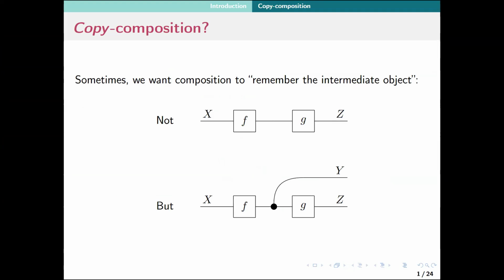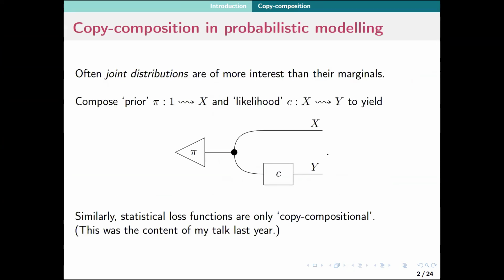Sometimes we want composition not just to be like this, where we hide this middle thing, but somehow to keep it around. This scares some people, but it's actually quite useful sometimes. And in particular, in probabilistic modeling, often the object we care about is not the composite channel, which is like the marginal at the end, but the whole set of the things in the middle, which is often called the joint distribution or conditional joint distribution.